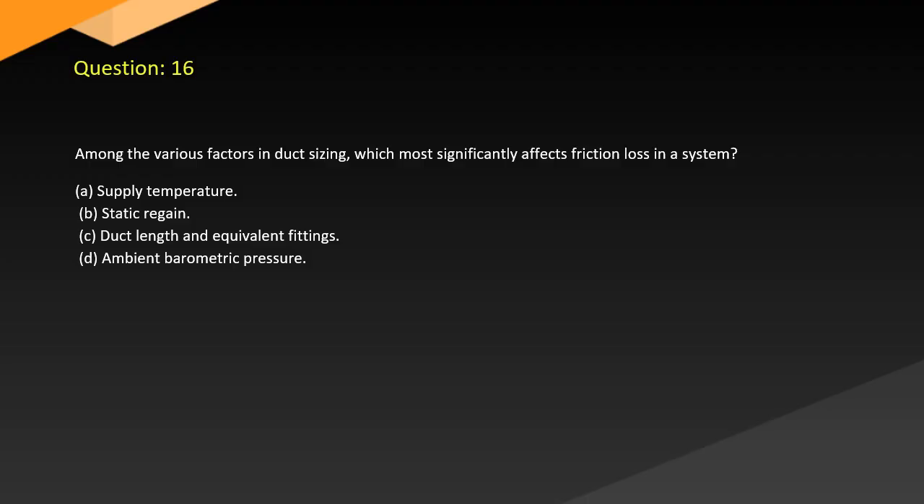Question 16. Among the various factors in duct sizing, which most significantly affects friction loss in a system? A. Supply temperature. B. Static regain. C. Duct length and equivalent fittings. D. Ambient barometric pressure.